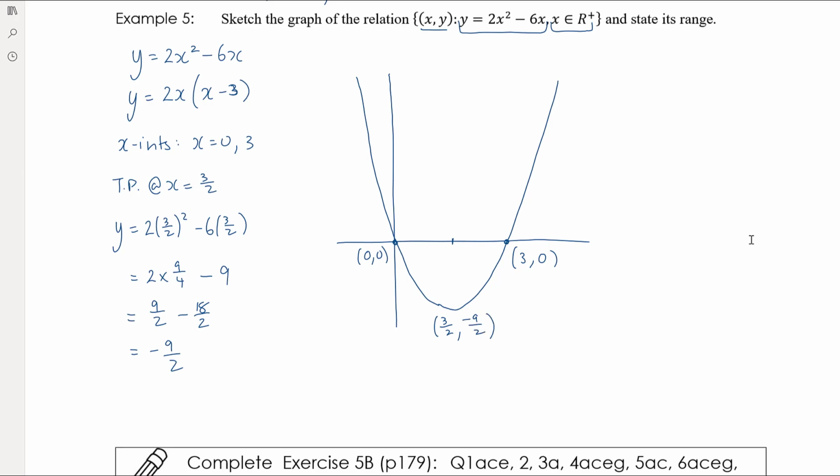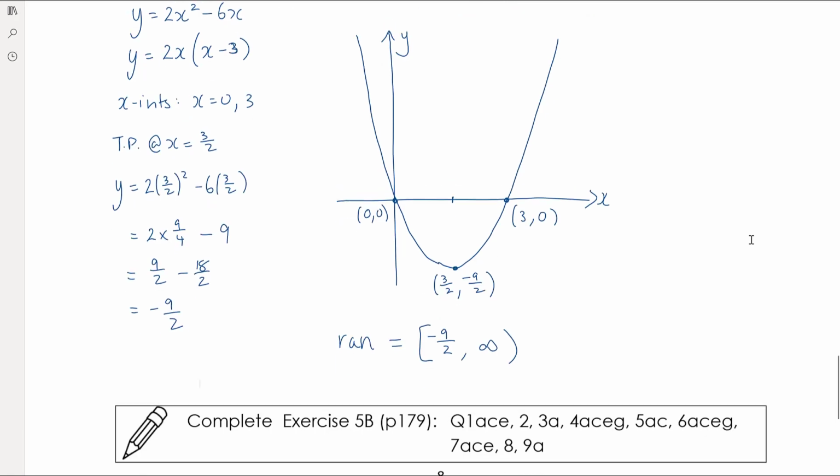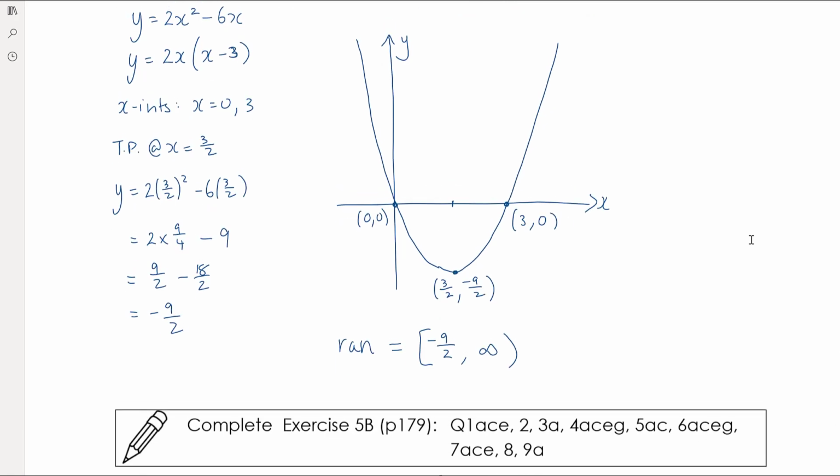So there's my graph drawn. Again, intercepts, turning points, they're key features of the parabola, and all need to be marked and labelled. Okay, so the range of this particular relation is negative 9 on 2 and includes that point. The graph actually goes through that point, so, sorry, square bracket. So it goes from negative 9 on 2 up to infinity in terms of the y values. Okay, so there's some work there for you to do from exercise 5b, exploring this idea of domain and range and relation.